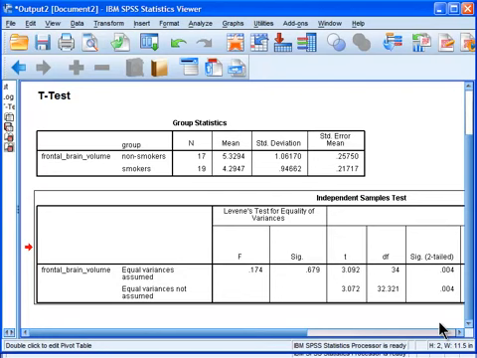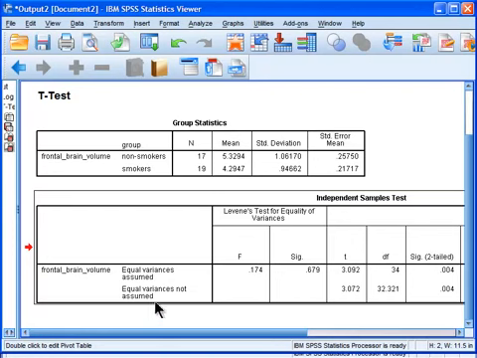So only in about 4 out of 1,000 samples would we expect to get a result as big as this, and have it occur by chance. So in all probability, this result is not a chance finding.